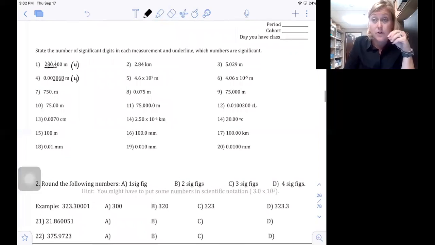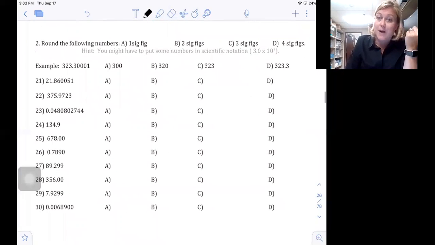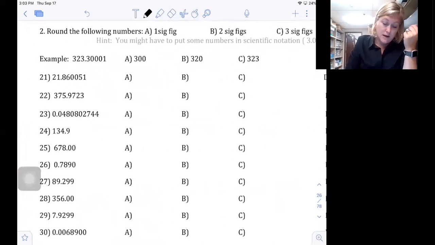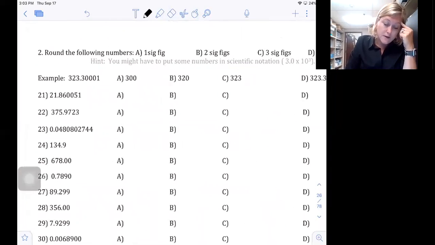I will be grading that for correctness. I will look at everybody's answers and make sure they're correct. Now down here, you're actually rounding. So here's what this looks like. And here's how I do this.